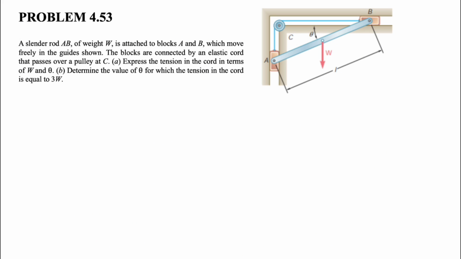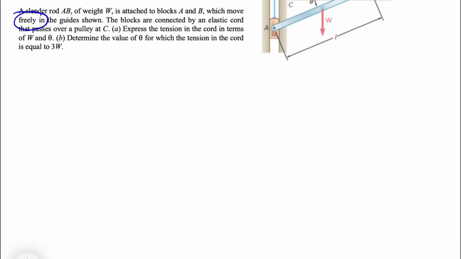We have this slender rod AB with a weight of W, and we know it's attached to blocks A and B, which can move freely in the guides shown. The blocks are connected by an elastic cord that passes over a pulley at point C. In part A, we need to express the tension in the cord in terms of W and theta. And in part B, we need to determine the value of theta for which the tension in the cord is equal to 3W.